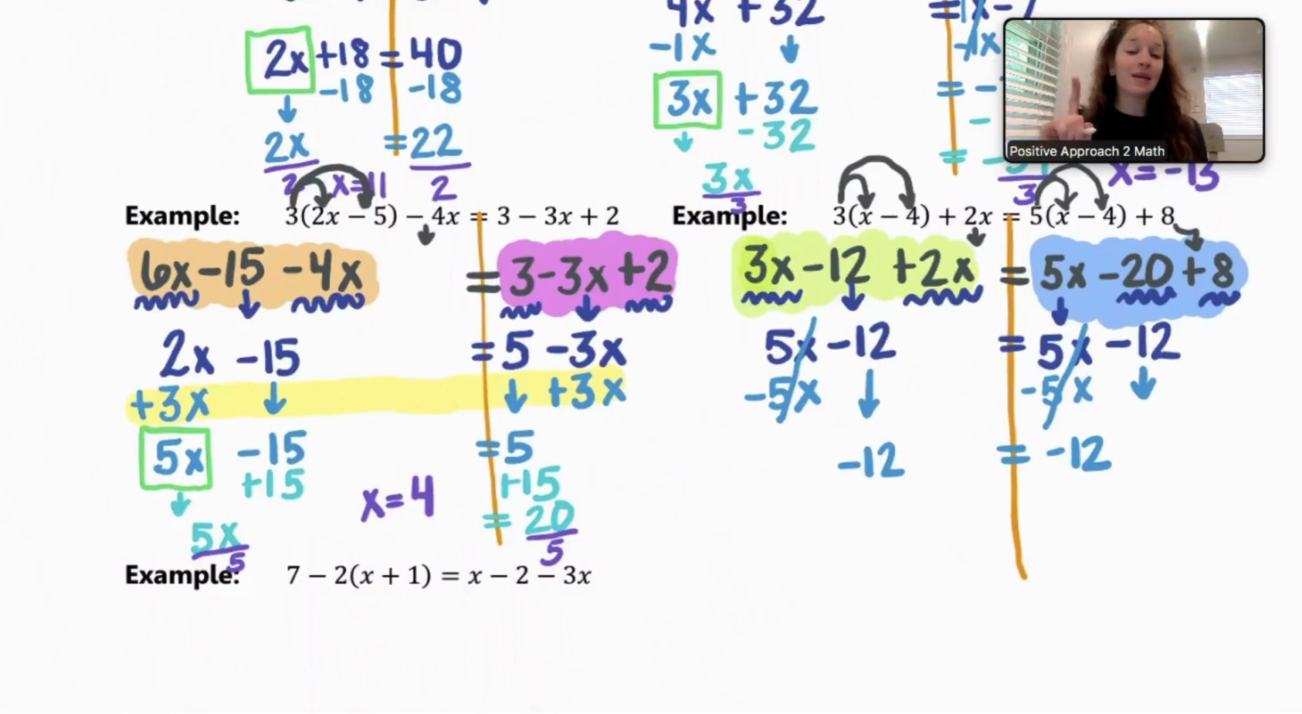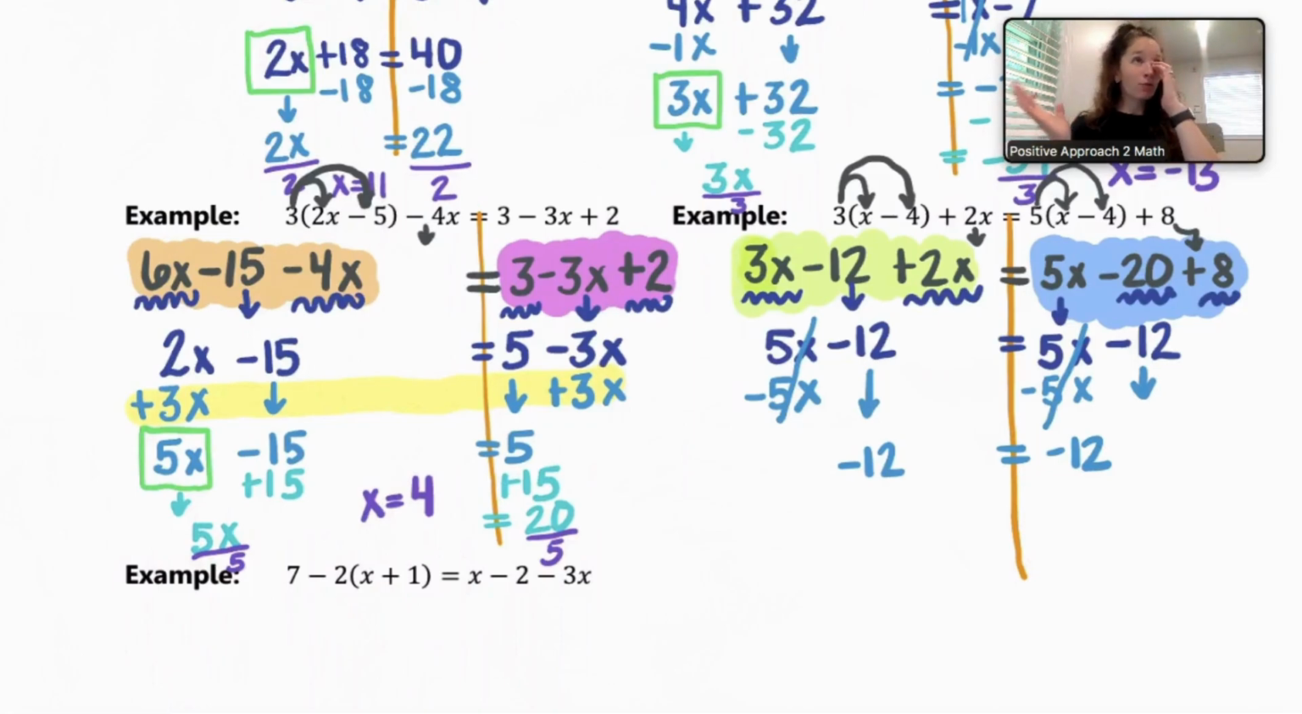And here's the thing. When your variable on the left and right both go to 0x, or 0 whatever your variable, they cancel on both sides, you are left with either all solutions, meaning every real number you can think of in the world will satisfy this equation, or you're left with no solution. So no matter how many values you try to substitute in for x, none of them are going to make this statement true. And here's how you know.